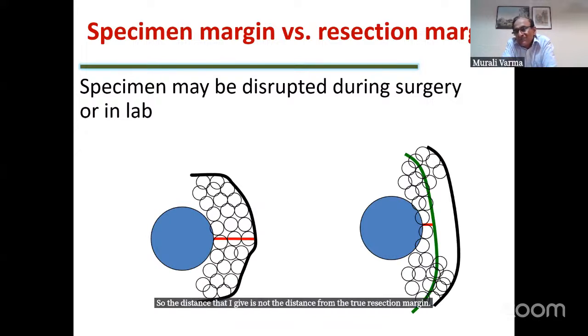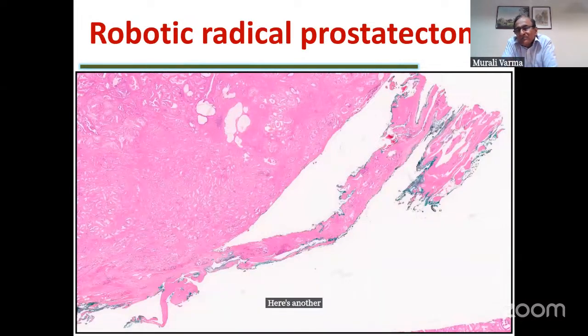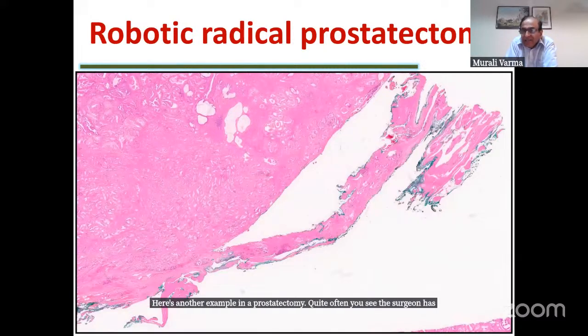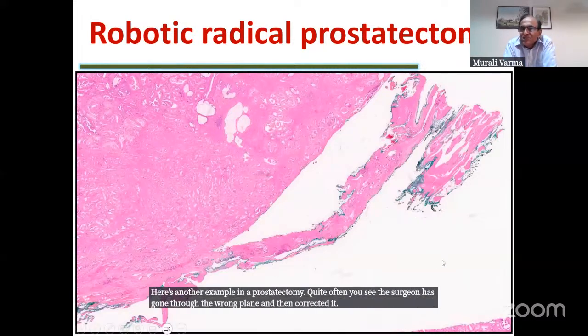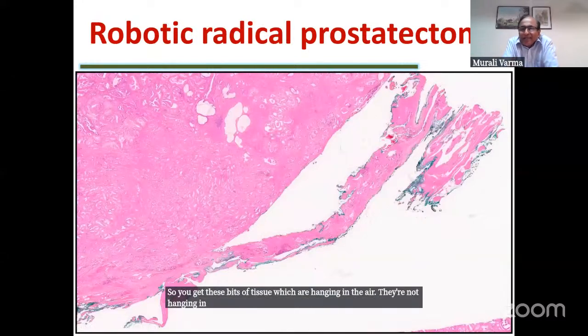It is the distance from the specimen margin. So personally, in my reports, I always specify specimen margin as opposed to just saying margin or resection margin. Here's another example in our prostatectomy. Quite often you see that the surgeon has gone to the wrong plane and then corrected it. So you get these bits of tissue which are hanging in the air. They're not hanging in the air. They are obviously connected to the specimen in a different plane of section.